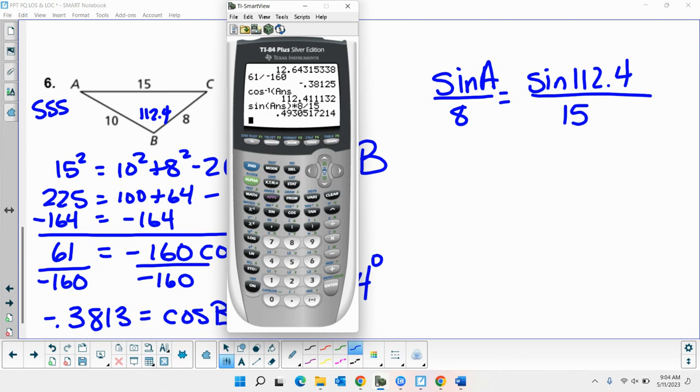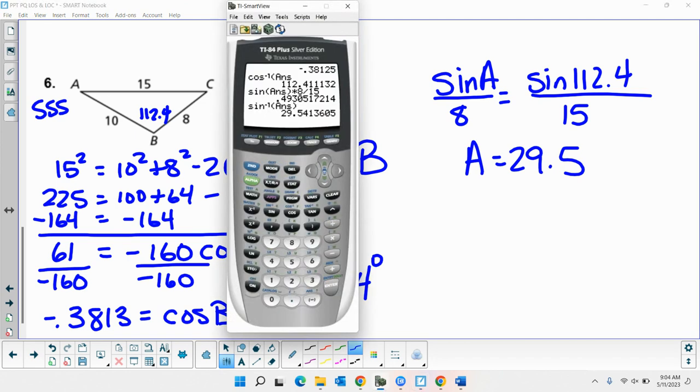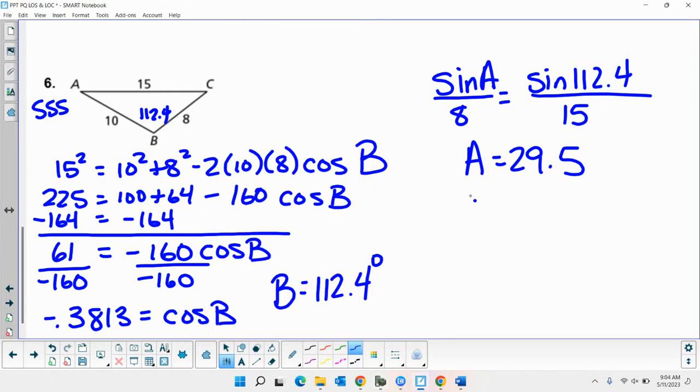And then second sine, second answer, get 29.5 for angle A. Add the 112.4 to that. 180 minus that is angle C. 38.1.